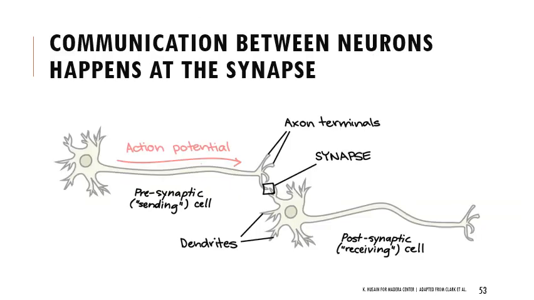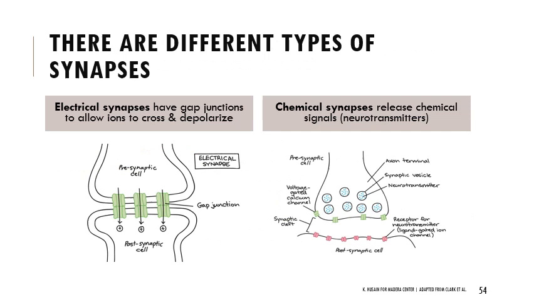So again, when we have communication between neurons, it's happening at the synapse. The presynaptic cell is sending the signal and the postsynaptic cell is receiving the signal at the synapse. And when we talk about synapses, they can be a little bit different in structure. So here we have a gap between them. Sometimes that gap is filled in the case of electrical synapses, and open in the case of chemical synapses.